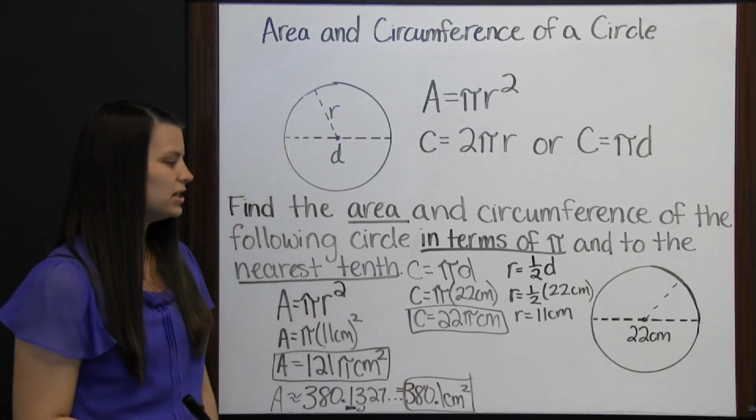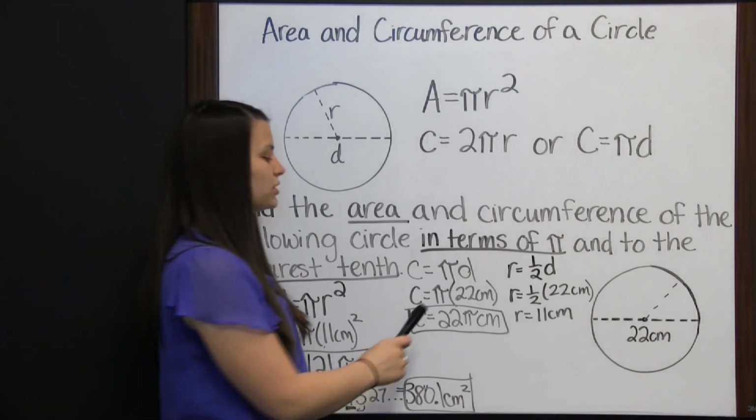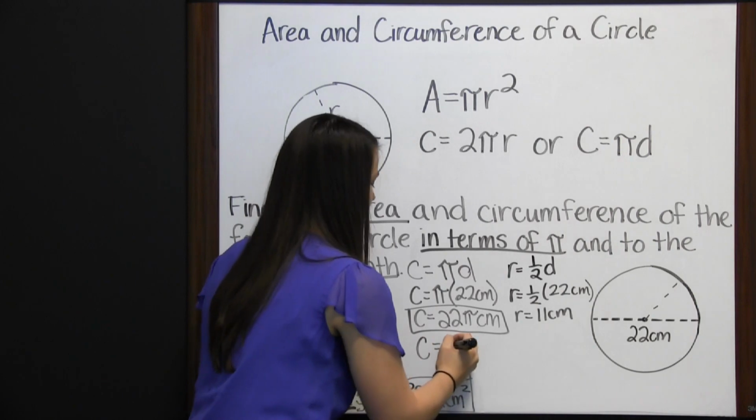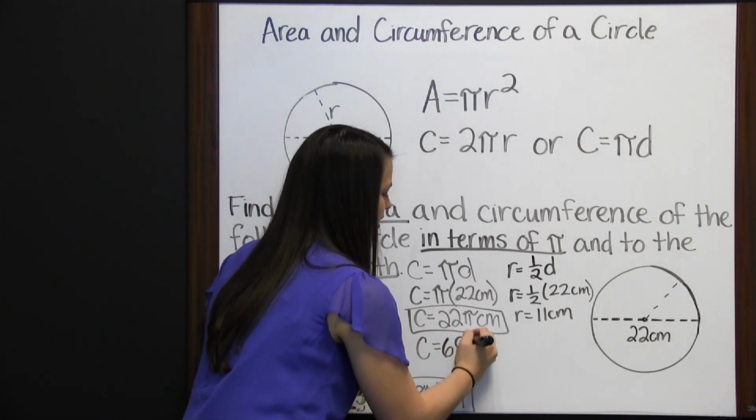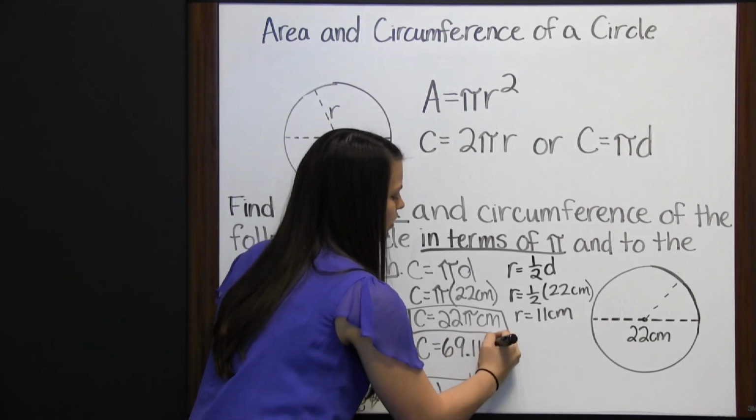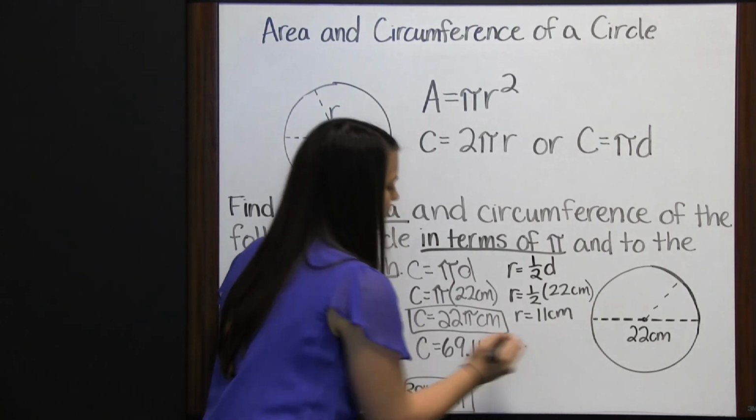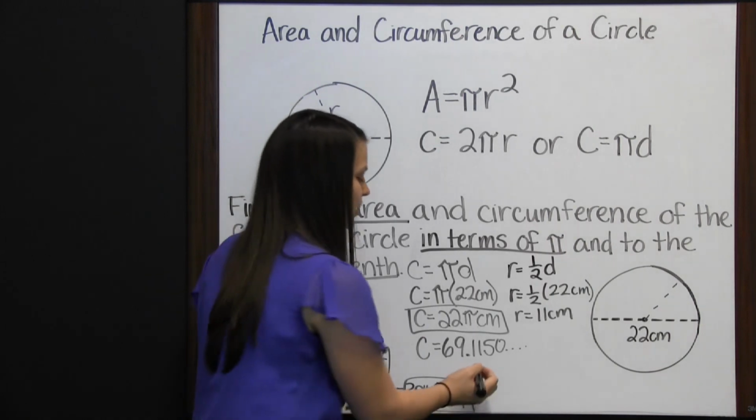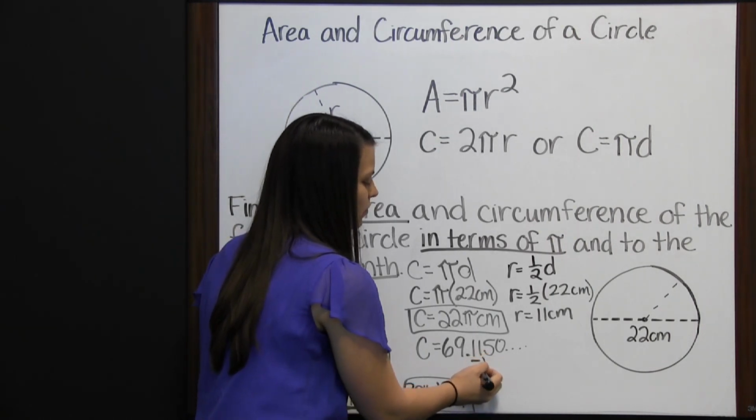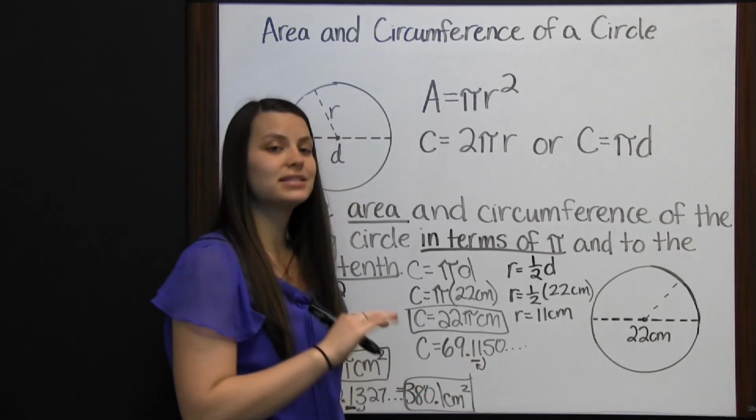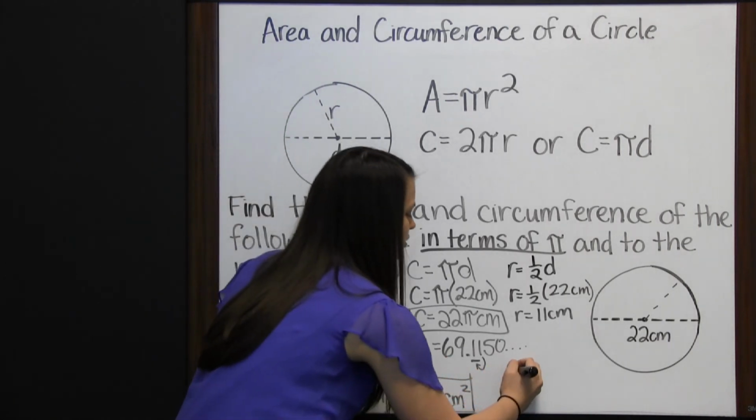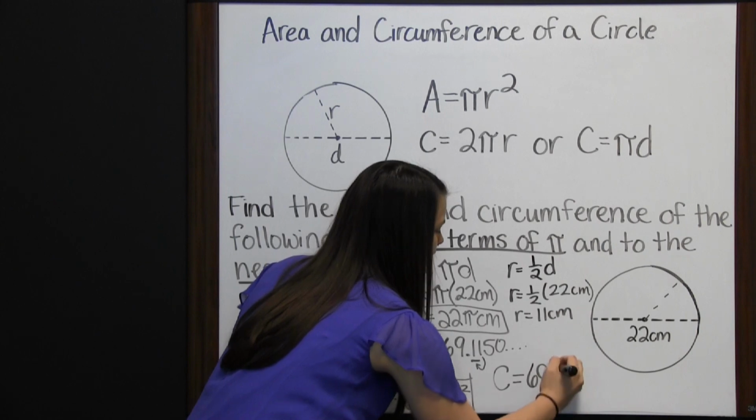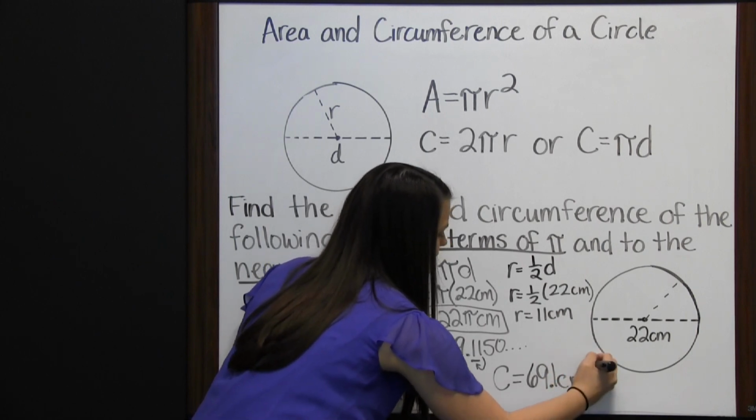To find our answer to the nearest tenth, we now need to multiply 22 times pi so that we get circumference is 69.1150, etc. And then we round to the tenths place. The 1 is in the tenths place, and the 1 next to it tells it to stay the same. So our circumference is 69 1/10 centimeters.